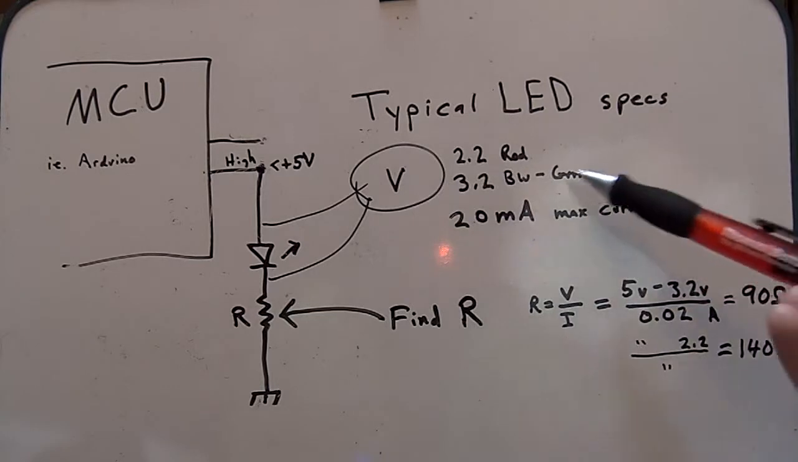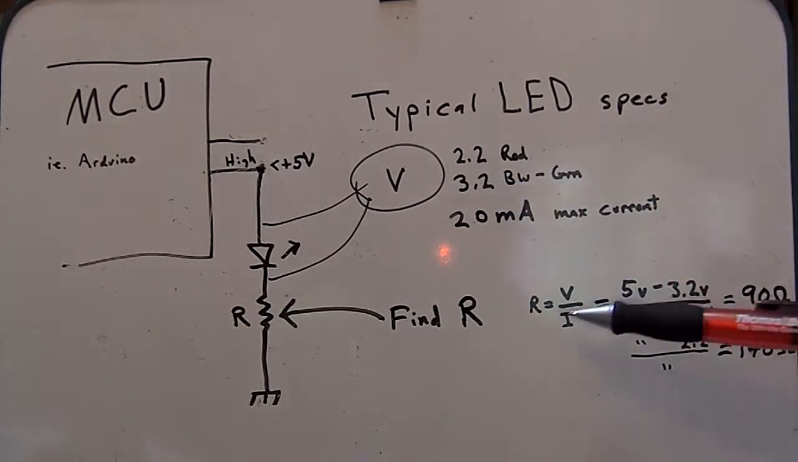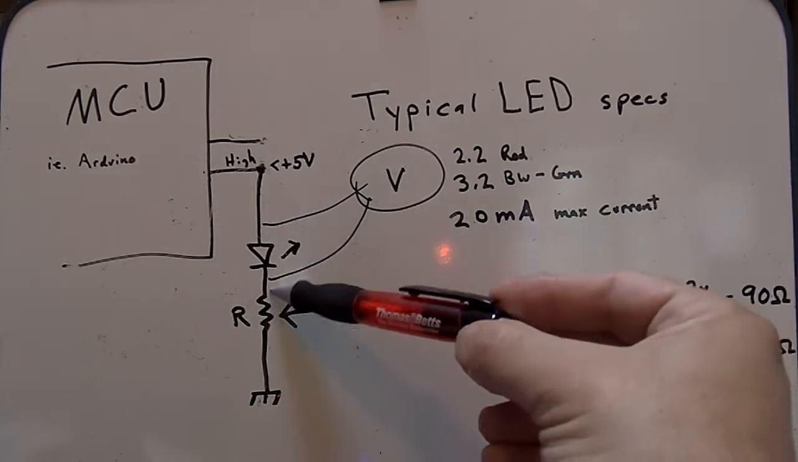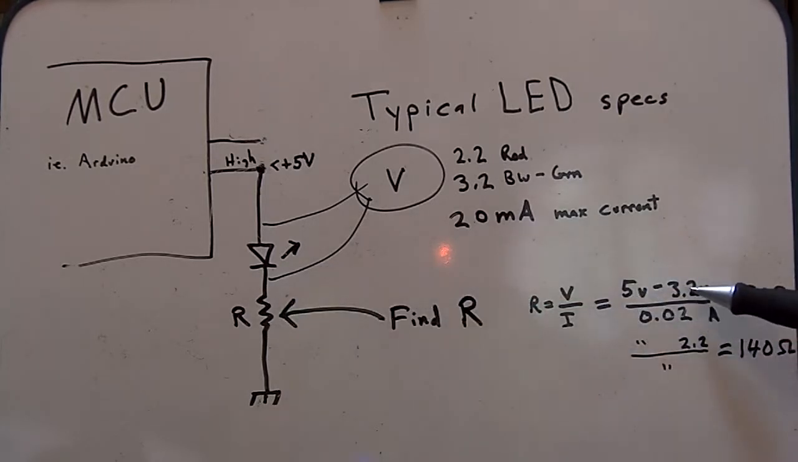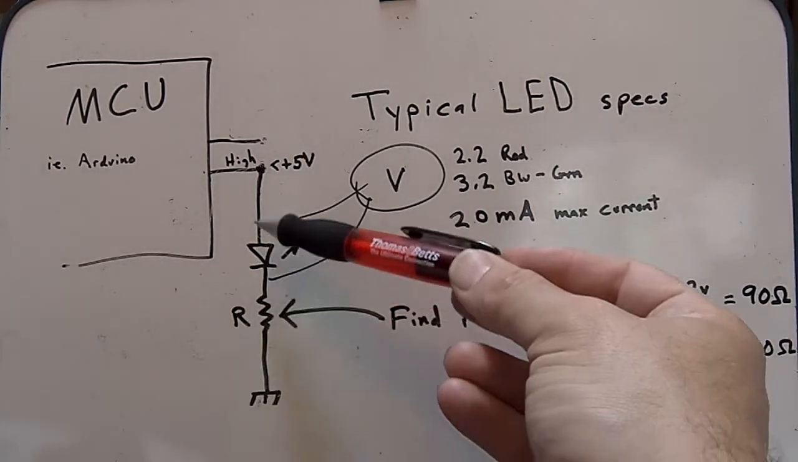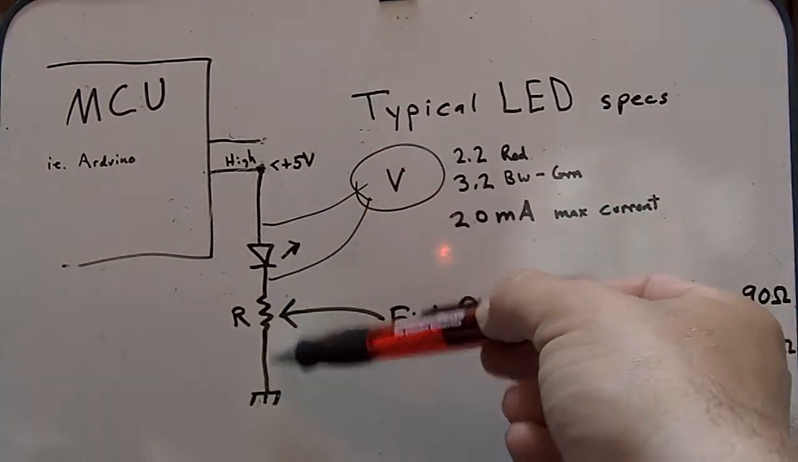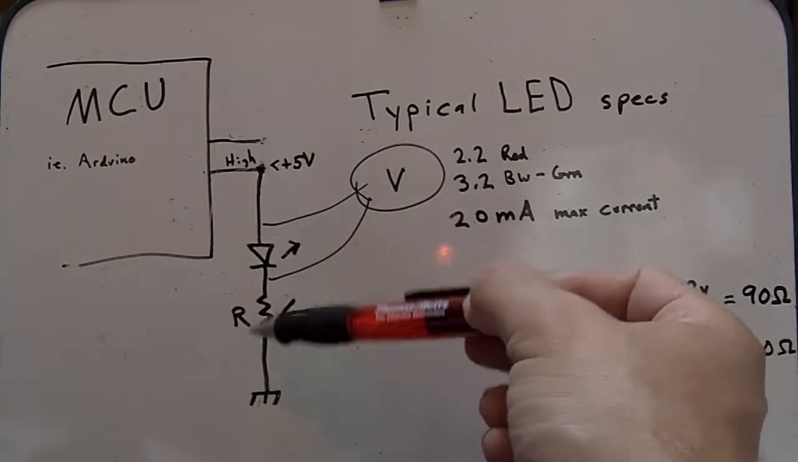If I was going with a blue LED at 3.2 volts, 20 milliamps, and I crank out the math here, well, I have to subtract this 3.2. So the resistor is only going to see 5 volts minus that 3.2 volts. And it's still going to see 20 milliamps. 20 milliamps to the resistor is the same as the 20 milliamps to this diode. The diode's not linear like a resistor, so Ohm's law doesn't really work on the diode. So you have to use it on the resistor.